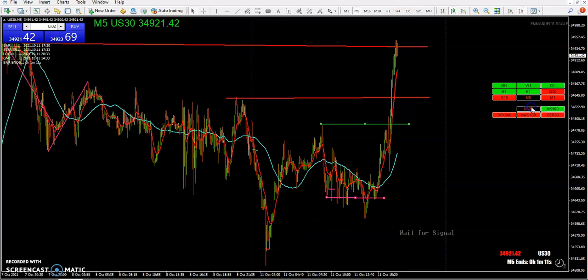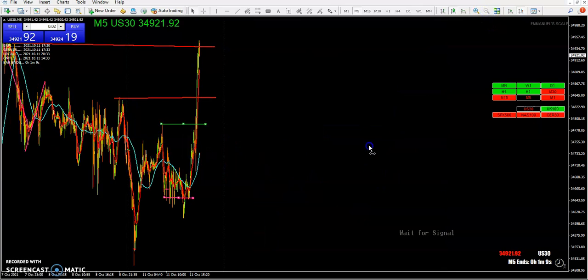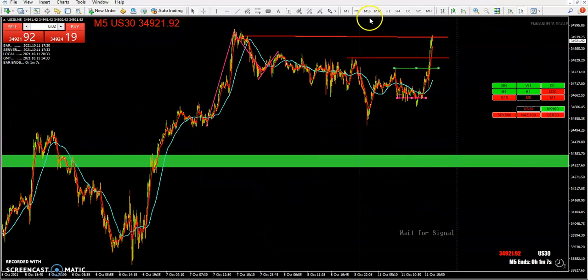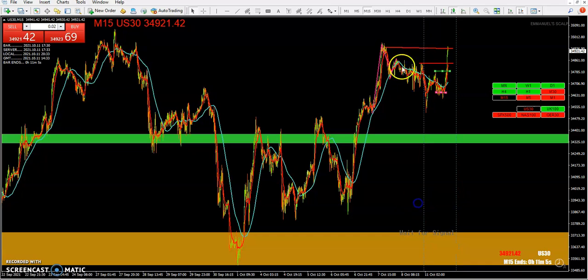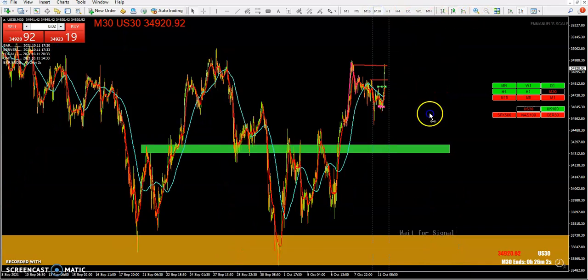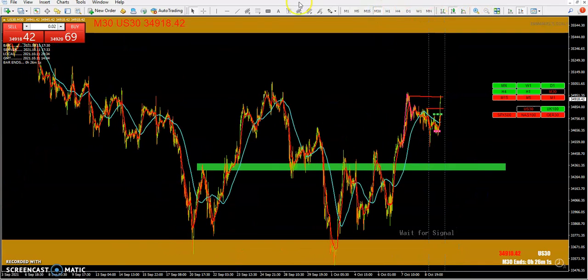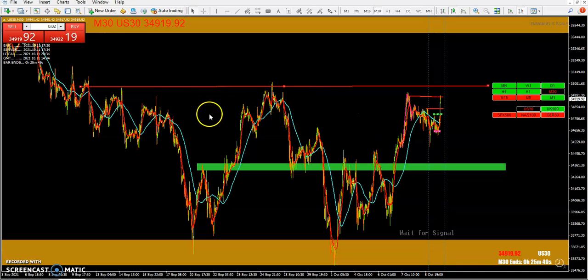That is for NAS. For US 30, US 30 is a little tricky right now. Yeah, it's here. This is the level. You want it to break that level, right? As you can see, it is a pretty significant level. Now I'm not drawing zones because it will get cluttered. That's why I'm doing this now.